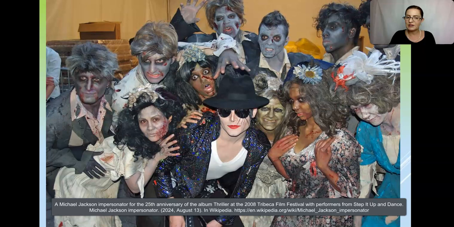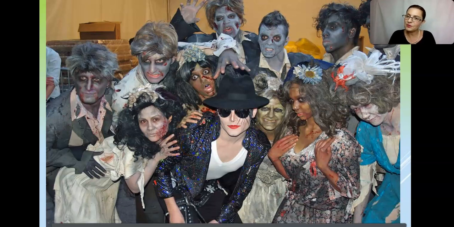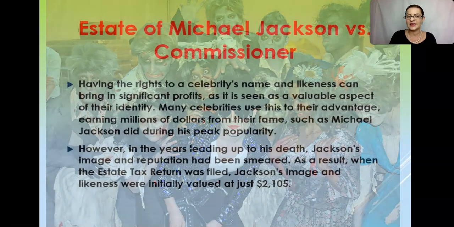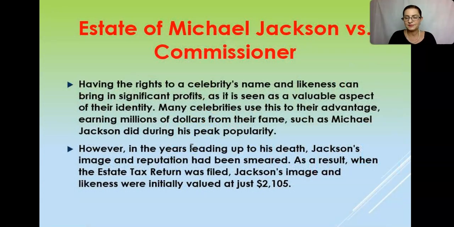But at the time of Michael Jackson's death, the value of his image was valued very low because at the time of his death, nobody really wanted to work with him. And in fact, the appraiser looked back several years to see how much Michael Jackson's image and likeness made, and it was very little money. There were years leading up to his death where Michael Jackson's image and likeness didn't even generate $1,000 in revenue.